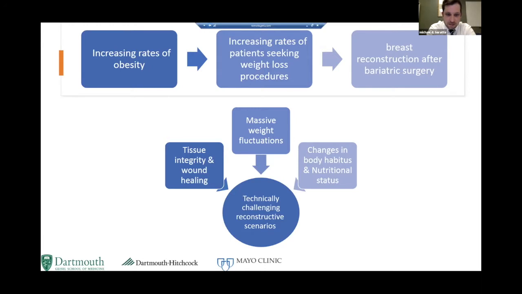We were interested in looking at this population in breast reconstruction because we believe that there can be some technical challenges to these patients in their reconstructive scenarios. We had questions about tissue integrity, wound healing problems, massive weight fluctuations, changes in their body habitus, nutritional status, poor vitamin regimens, poor nutritional labs. So we thought that all these things could factor into having potential problems for these patients in the postoperative period after reconstructive operations. Next slide, please.